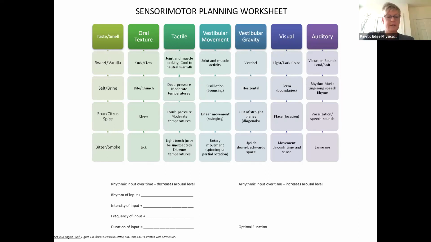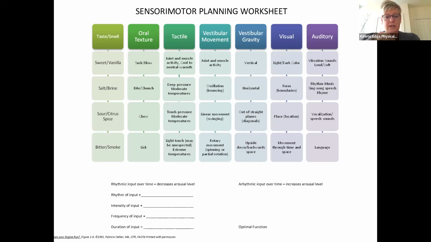So if you see joint and muscle activity, that's going to be a relatively calming activity. Joint, deep pressure, moderate temperatures, again, pretty calming. Because as we go down these columns, we go from calming or easy for our brains to process to the bottom, which is going to be much more alerting or difficult.